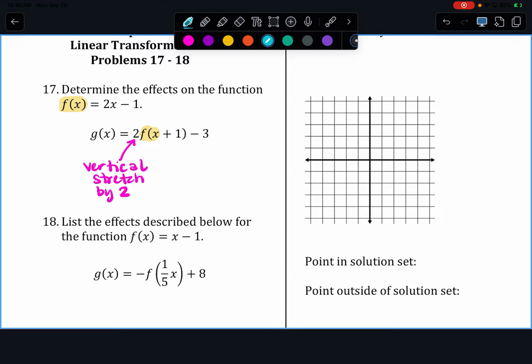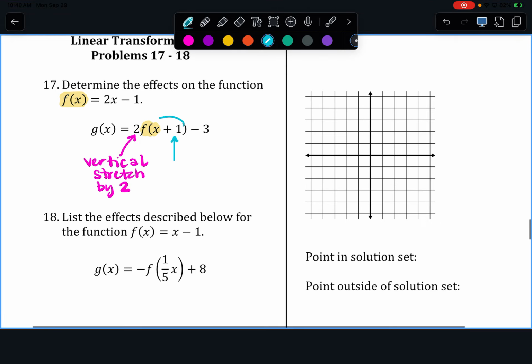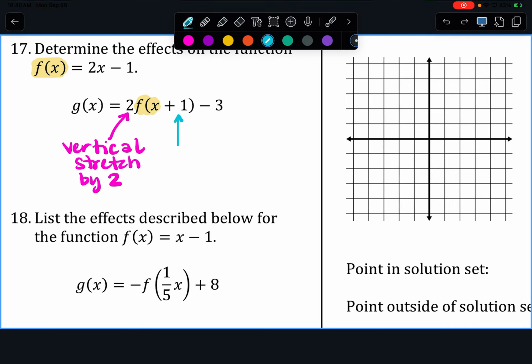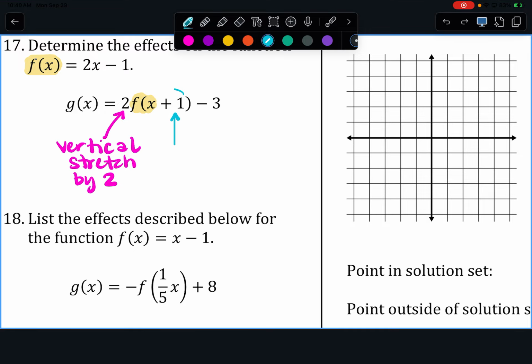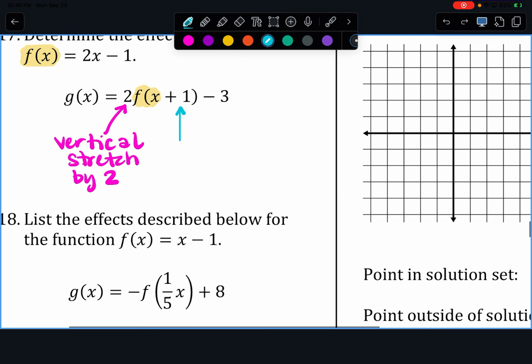Then we have the plus 1, but it's inside the parentheses. And remember, anything trapped inside the parentheses with that x is automatically a horizontal change. So you're either shifting horizontally or stretching or compressing horizontally. So anything inside is a horizontal move. And anything trapped inside with the x is always the opposite of what you would think is actually happening. So when I see a +1, I think, oh, shift right 1, but it's not, it's shift left. So we're shifting left 1 unit. Please make sure on your test that you don't just say shift left. Make sure you actually put the 1.